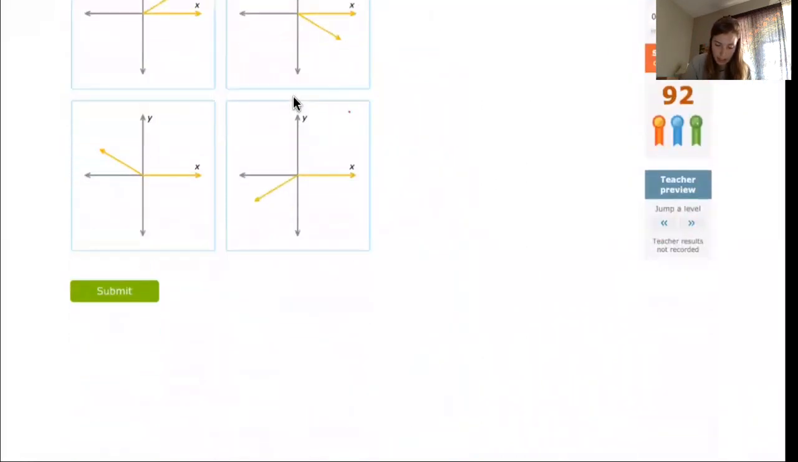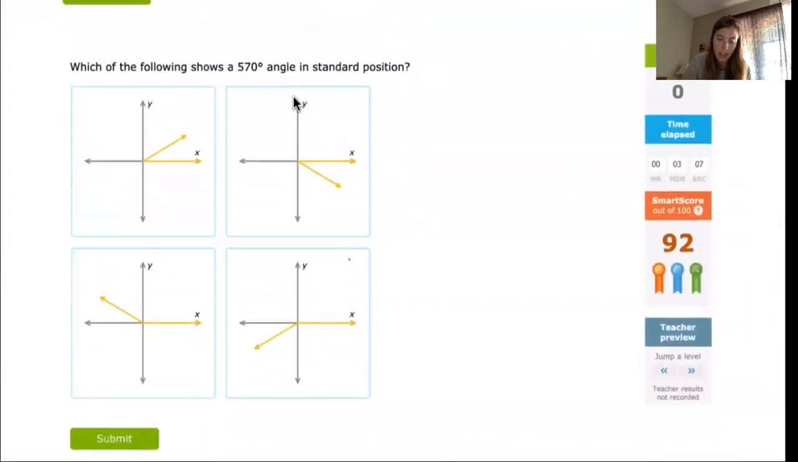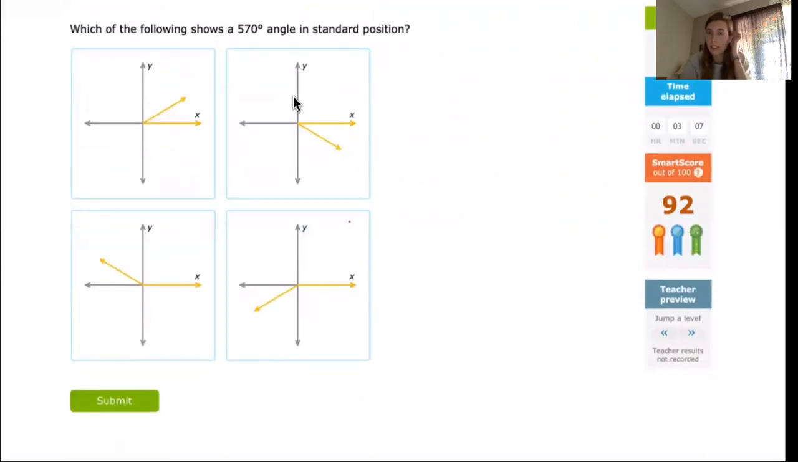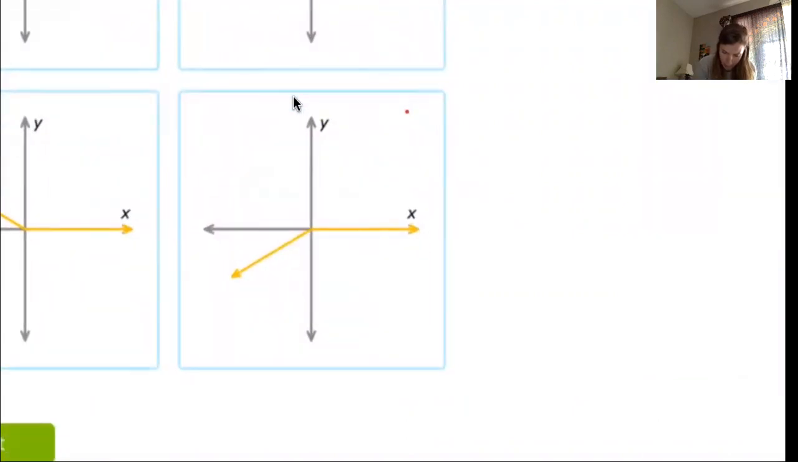Okay, I think last one for this section. Okay, a 570 degree angle in standard position. So this is a little bit trickier. We know that one full rotation around the unit circle is 360 degrees. So that means I'm going to be going around the unit circle at least once. So let's follow. Okay, so here's my initial or my starting. I go all the way once around the unit circle. So that's 360 degrees right there.